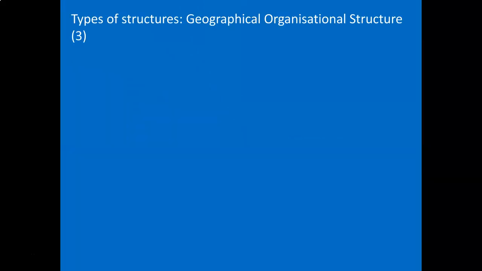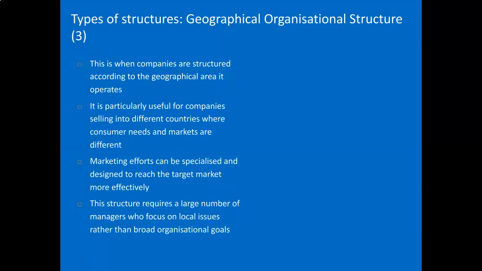The types of structures. Geographical organizational structure, which is number 3. This is when companies are structured according to the geographical area it operates. It is particularly useful for companies selling to different countries where consumer needs and markets are different. Marketing efforts can be specialized and designed to reach the target market more effectively. This structure requires a large number of managers who focus on local issues rather than broad organizational goals.